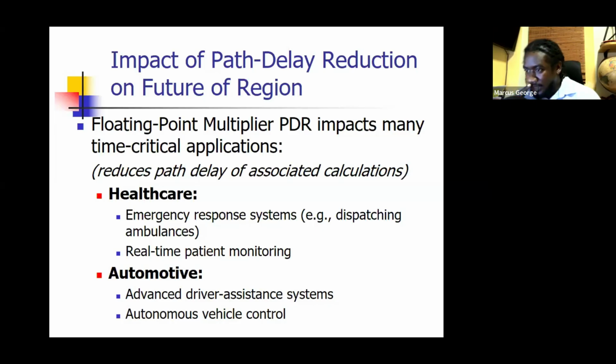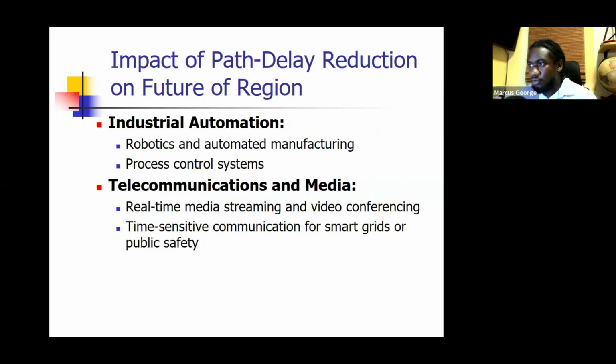As a result, systems like healthcare, emergency response systems, and real-time patient monitoring systems are going to be impacted. In automotive, things like driver assist systems, which require a lot of calculations, will be impacted. Autonomous vehicle control, industrial automation, robotics, process control, and in telecommunications, real-time media streaming and video conferencing, all those systems will be positively impacted by a reduction in path delay of the multiplier systems that are going to be used.